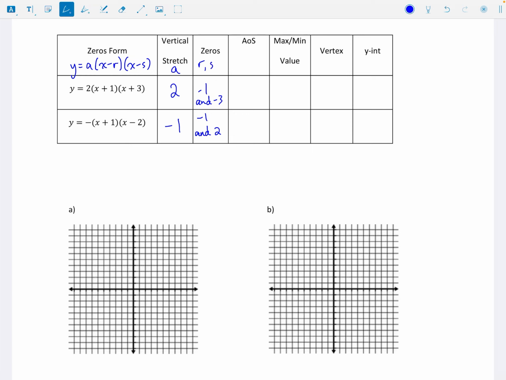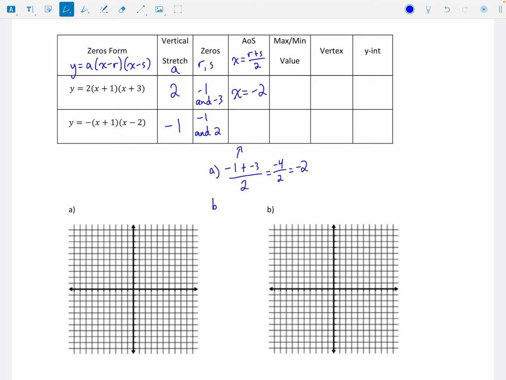Axis of symmetry occurs at r plus s divided by 2. So let's do this right here. So for A, the 2 values of the x-intercepts are negative 1 and negative 3. We're going to add them up, divide by 2. So negative 1 plus negative 3 is negative 4 over 2. And negative 4 divided by 2 is negative 2. So the axis of symmetry is x equals negative 2.